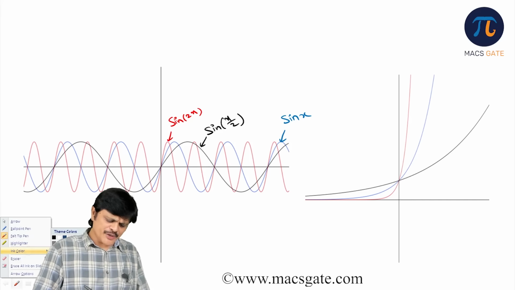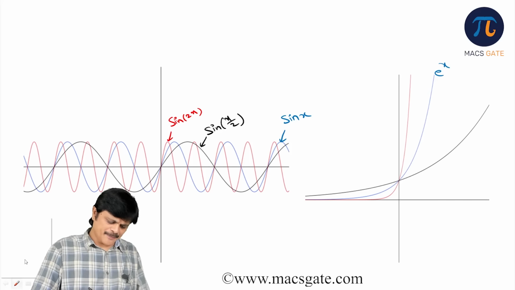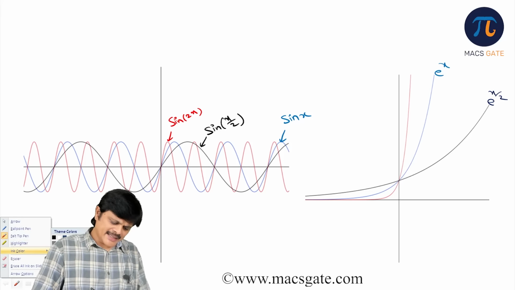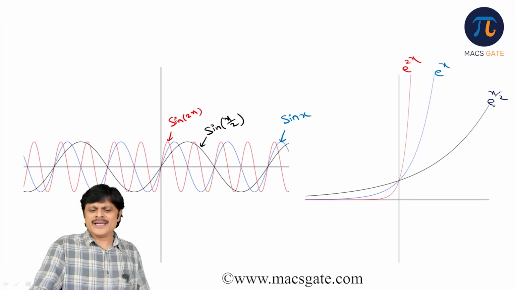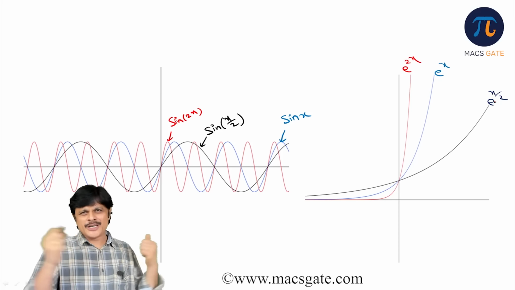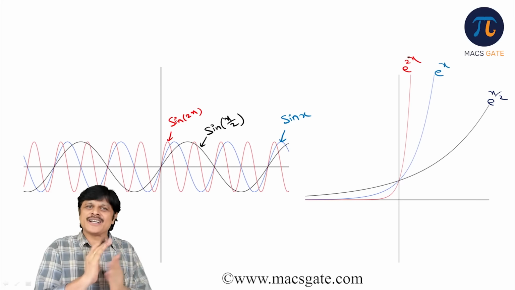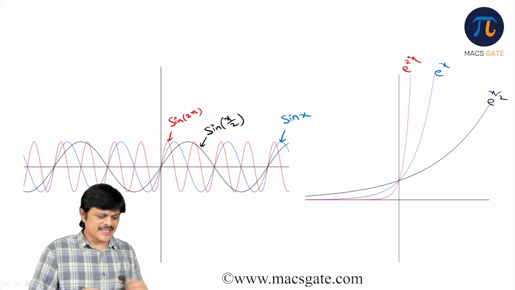Of course, the same story we can write for e power x also. This is your e power x, the black one is your e power x by 2, and the red one is your e power 2x. So e power x by 2, when you divide argument by 2, stretch will happen. Multiply argument with 2, compression will happen. Horizontal compression. So this is about your vertical stretch and compression and horizontal stretch and compression. Is the idea clear?